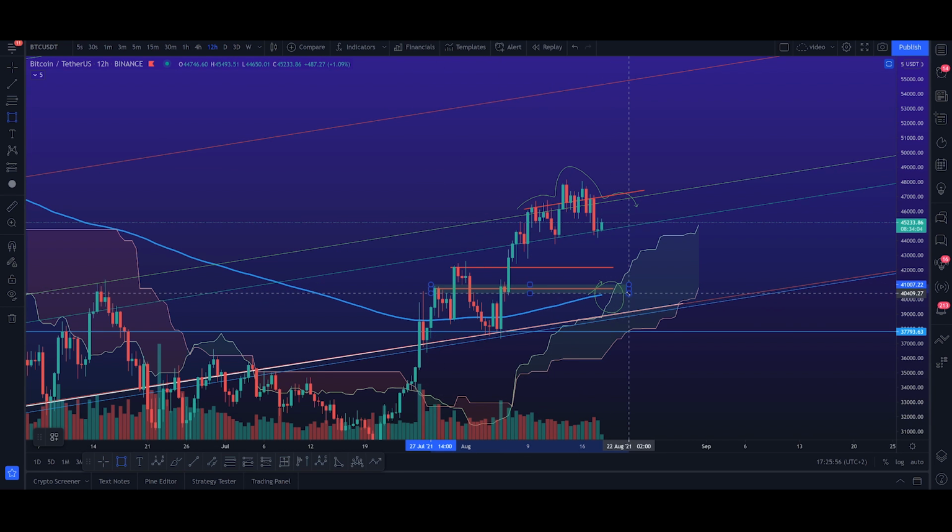Something like this would do it. So support area right here. This support area also finds itself in the confluence zone with the Ichimoku cloud and the 200 EMA. So potential stop of the price if we go on the low side around here.